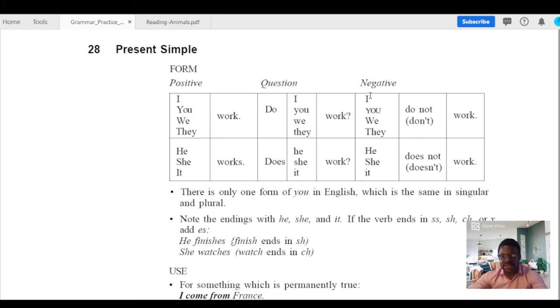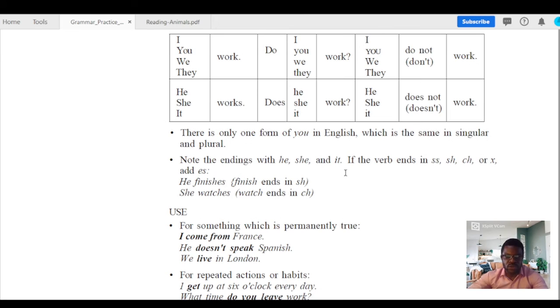Okay, our negative sentence: I do not, you do not, we don't. This do not is also don't. We don't, do not and don't, same. So this is the contraction form, and this is when you write it in full. They do not or they don't work. He does not, she doesn't, or it doesn't work. Okay?